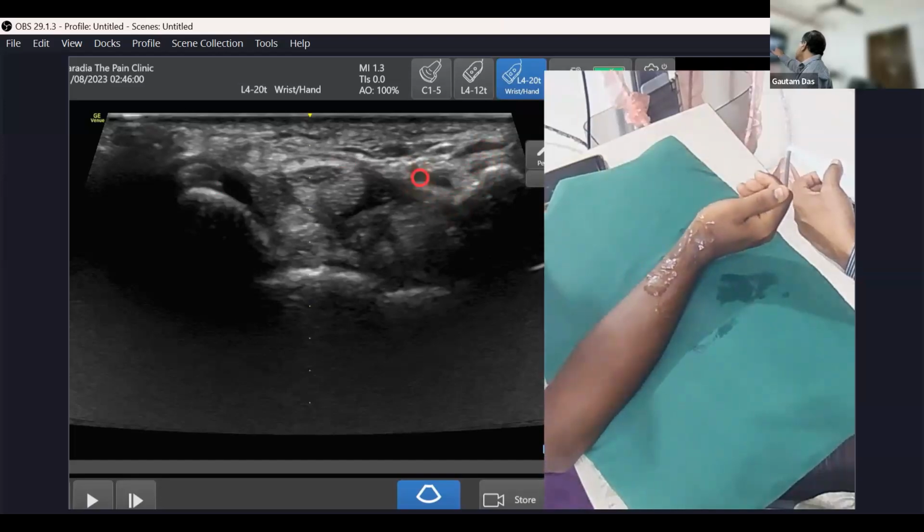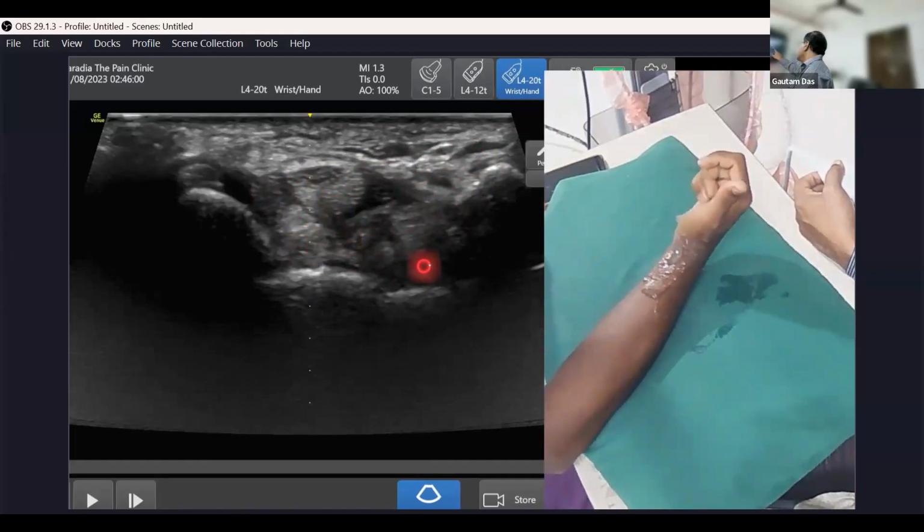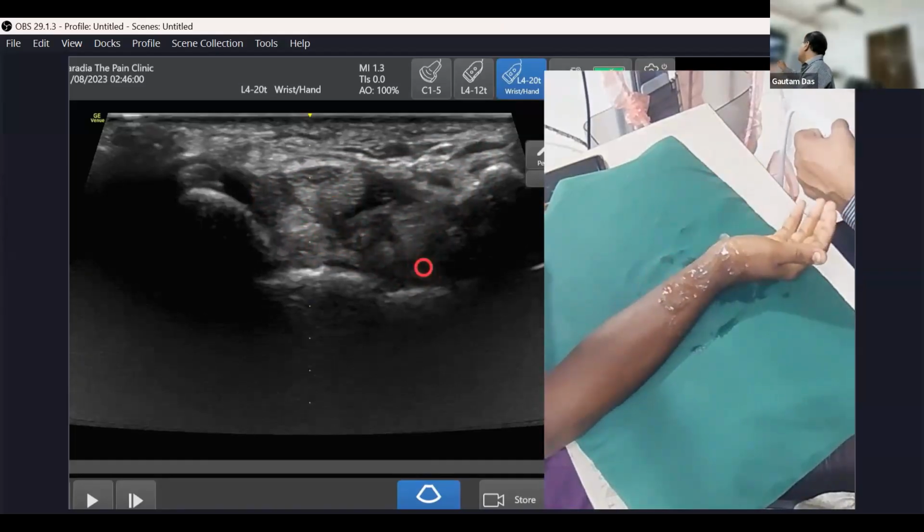This is the Guyon's canal. Again, remember Guyon's canal is outside the carpal canal, and there is your ulnar nerve. This is the radial nerve. This is one of the tendons which is within that. That is your flexor pollicis longus. That is the content. And then you can see the four tendons from the flexor digitorum superficialis and the flexor digitorum profundus. So these are the flexor digitorum superficialis and these are the flexor digitorum profundus. So these are the contents of the carpal tunnel.